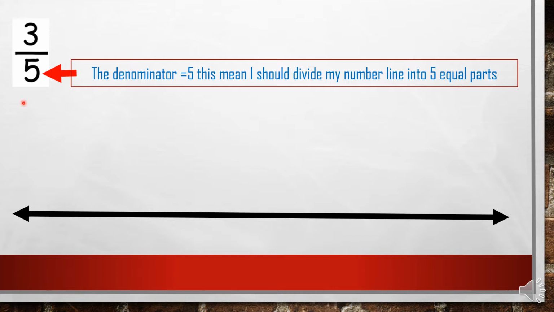So why do I need to check the denominator? Because I will divide my number line according to my denominator. Since my denominator equals 5, this means that the number line should be cut into 5 equal parts, as you can see here now.